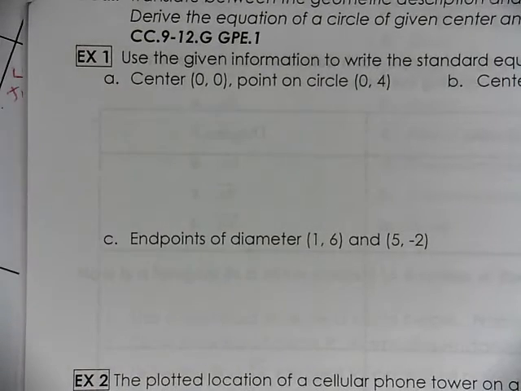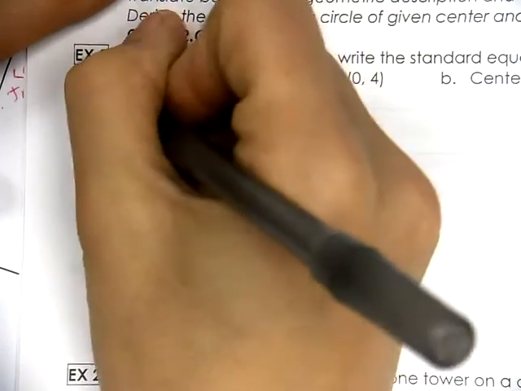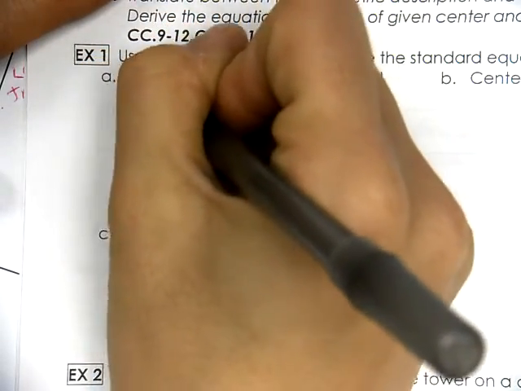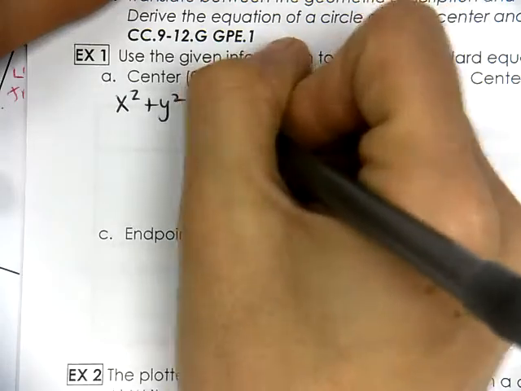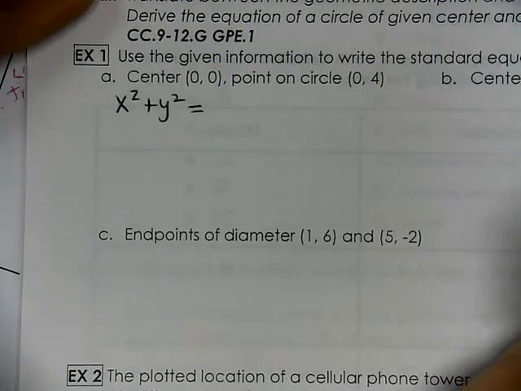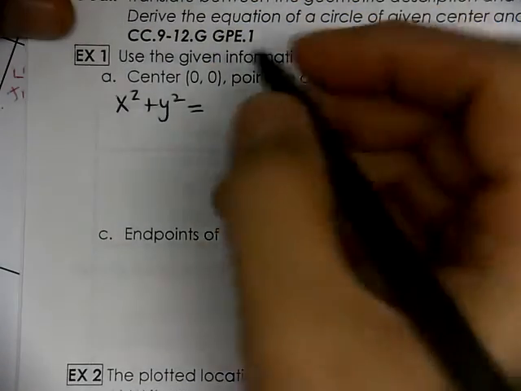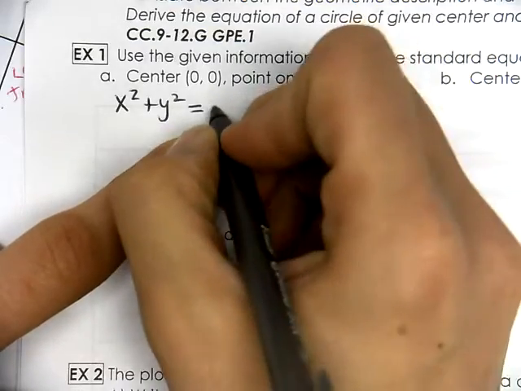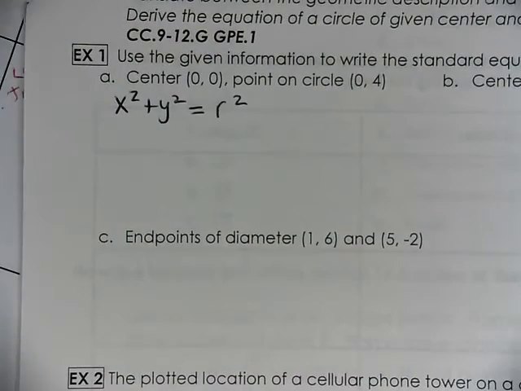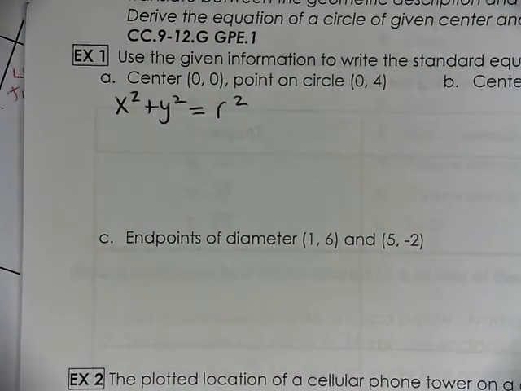What would the first part be? Because we don't know the radius. What would this part look like? Good. Just x squared, because we know the center is 0, 0. It started off looking like x squared plus y squared equals something, right? If we knew the radius, we could square the radius. I'm going to leave this as r squared, because we don't know r.